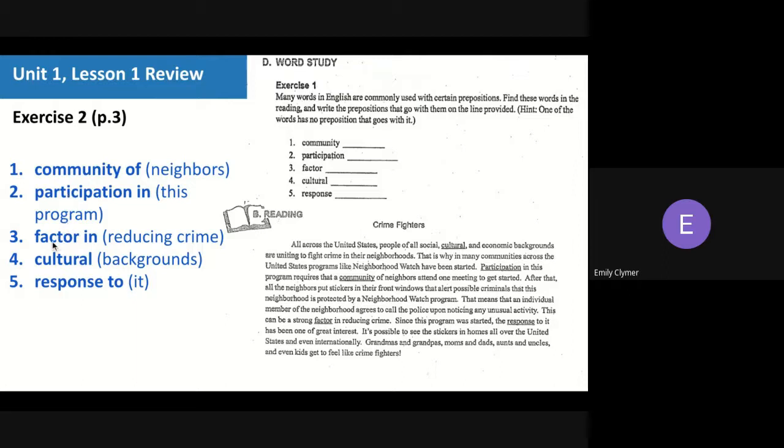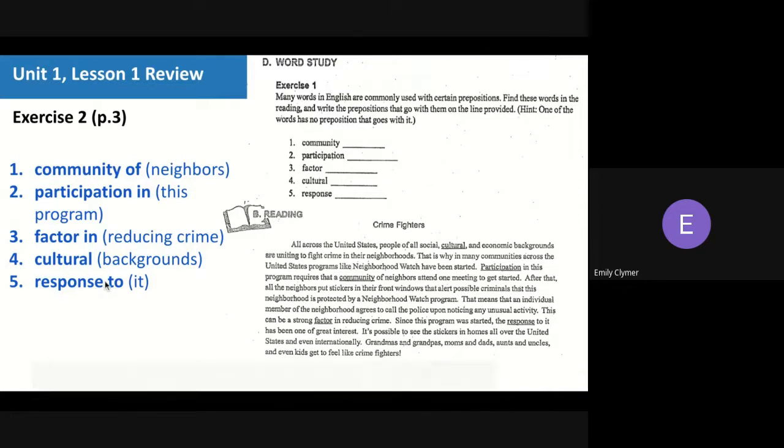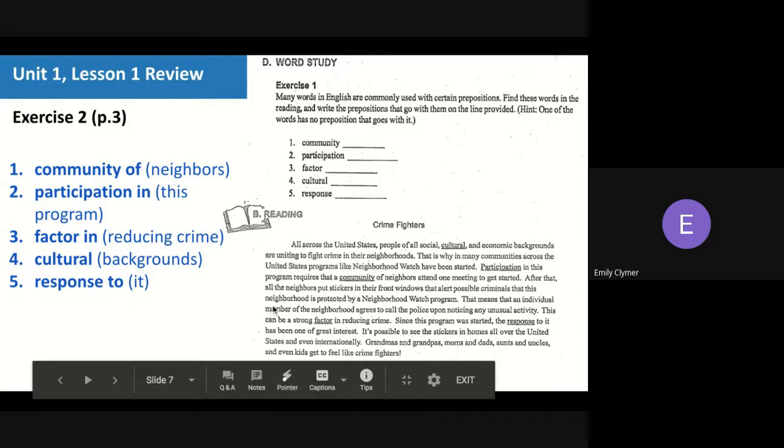Next, we see that the word factor, the noun factor, is often used with the preposition in, so a factor in reducing crime, a factor in increasing success. Then many of you identified that cultural does not have a preposition that is used with it, simply because cultural is an adjective. So what's going to often follow the word cultural is going to be a noun, in this case, backgrounds. And then lastly, you'll see that the noun response is often used with the preposition to. You usually give a response to something or to a person.